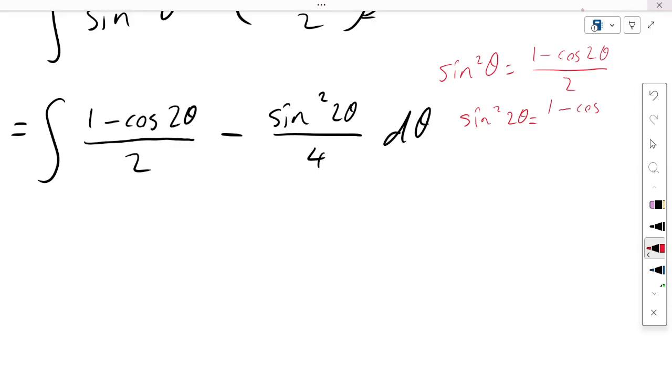Therefore, this will be cosine 4 theta, because it's double of 2, basically, which is 4. And there we go. Note that we only doubled the angles and we didn't double anything else. That is something we need to know.